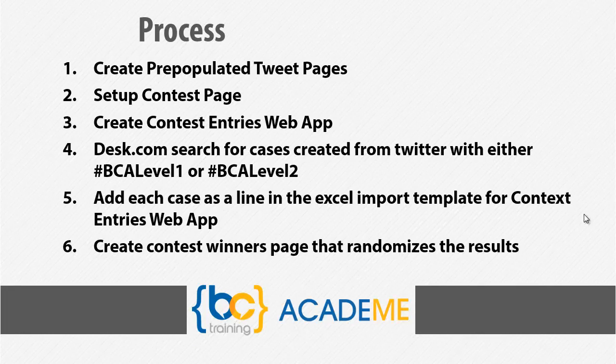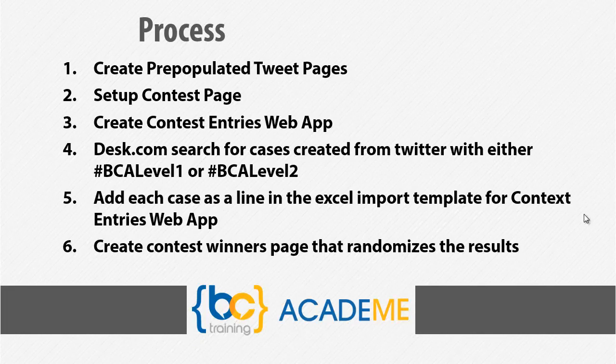Number 4 is we use Desk.com to search through all cases that were created from Twitter, either the BCA level 1 or BCA level 2 hashtags. This just made it a little bit easier for us instead of searching through Twitter, because now when you search for the hashtags, it doesn't really show you every single tweet that came in from it. It seems to have its own mind as to exactly how to show those, whether it's by the most popular or the most engagements, whatever it may be.